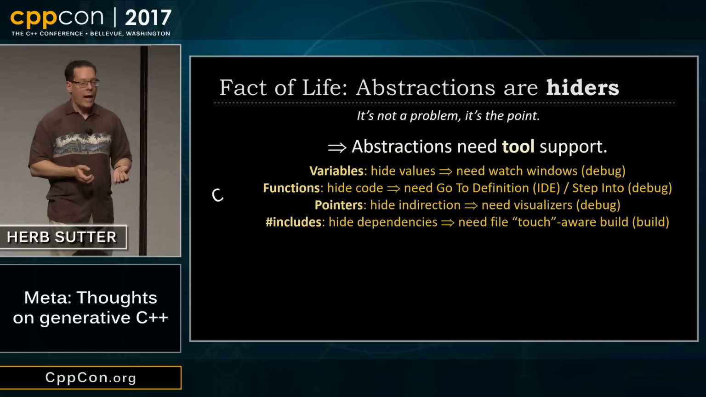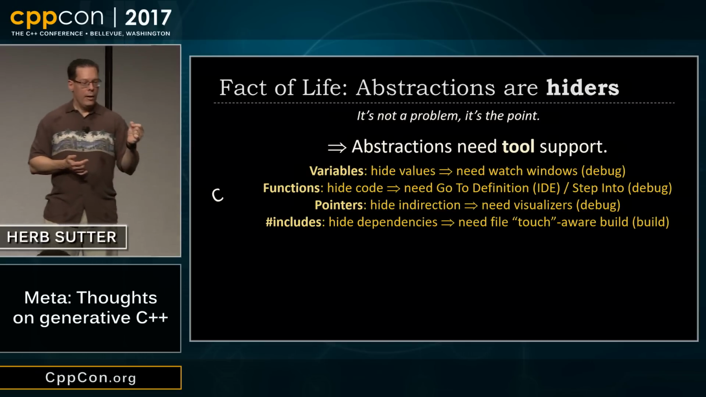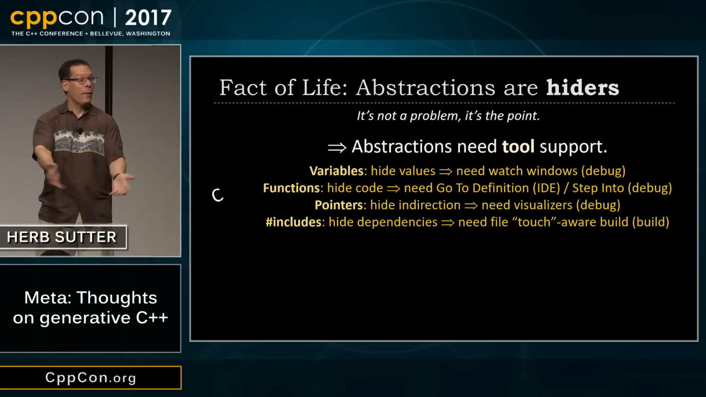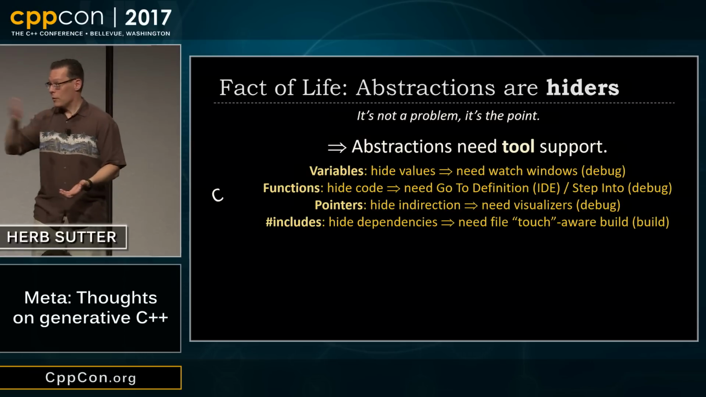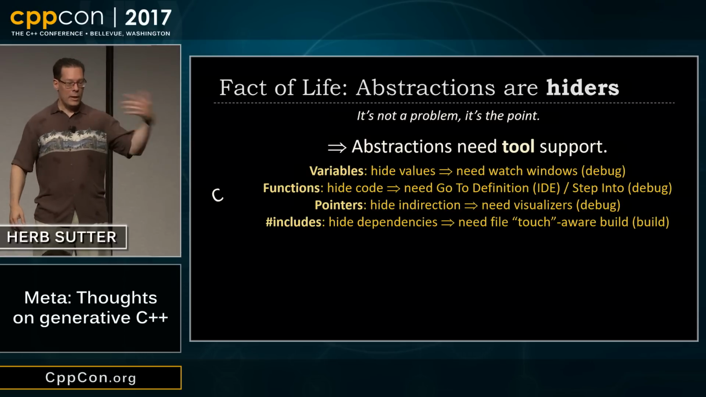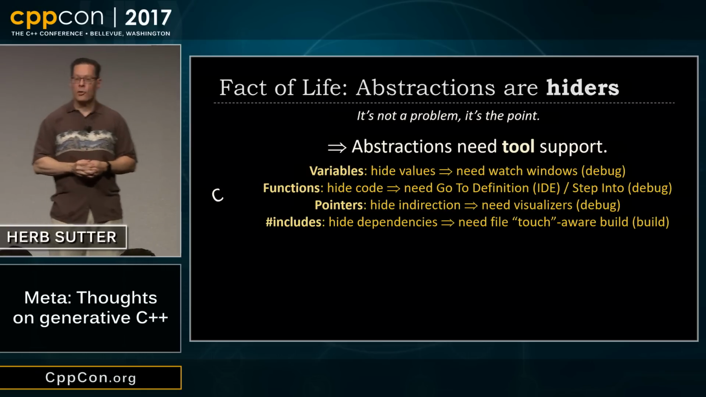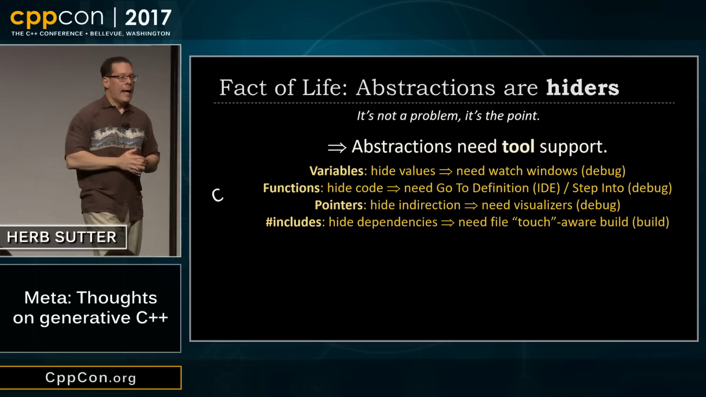A function hides code. Notice the word hide appears all over the place. Now, that's okay. We just want to think about the documented semantics and not worry about how it does the work. But sometimes you want to step into, especially when you're debugging your own functions in a cascade. So you need go to definition. You need step into in your debugger. Pointers hide indirections. You need visualizers that let you see what the data structure actually looks like.